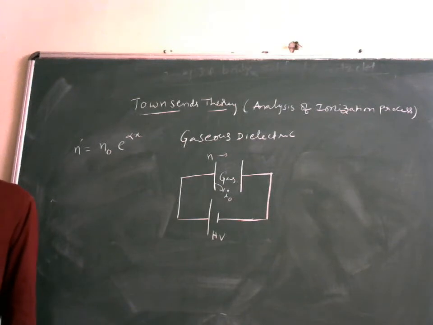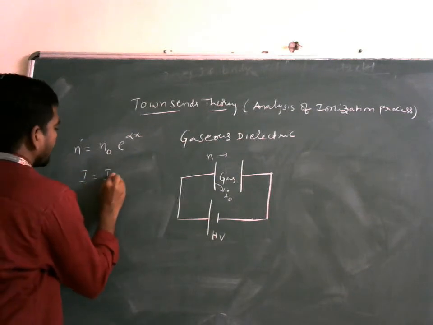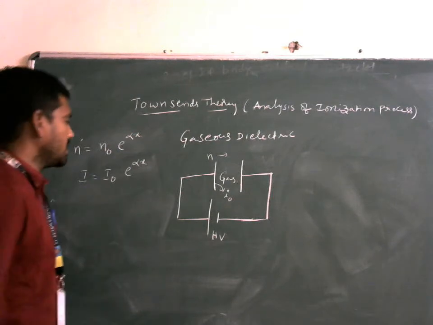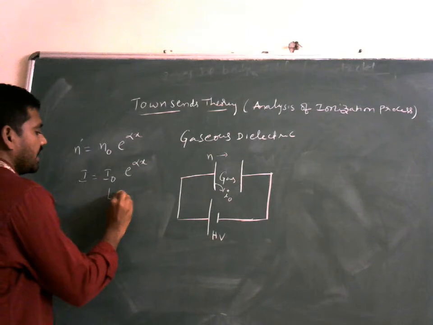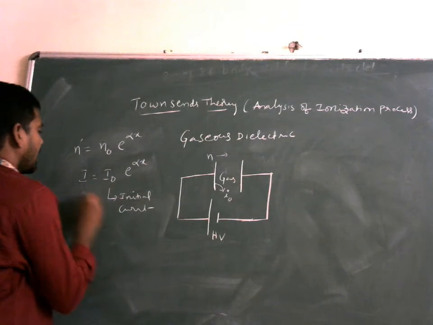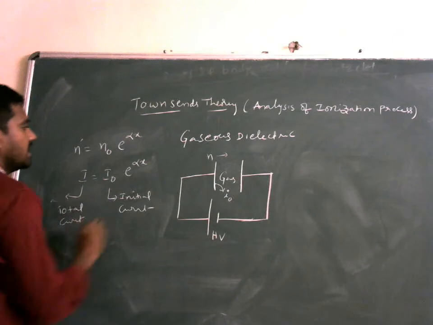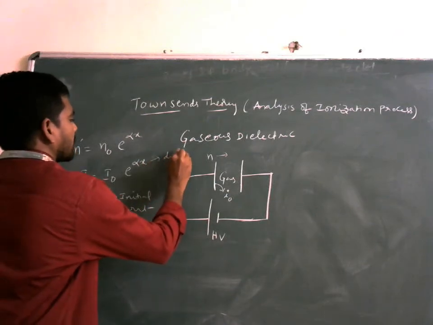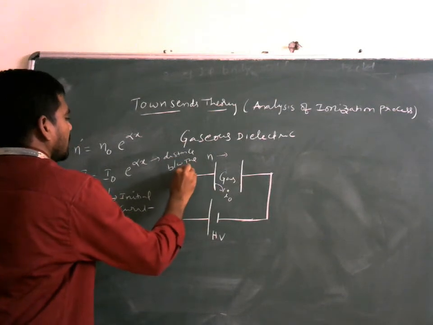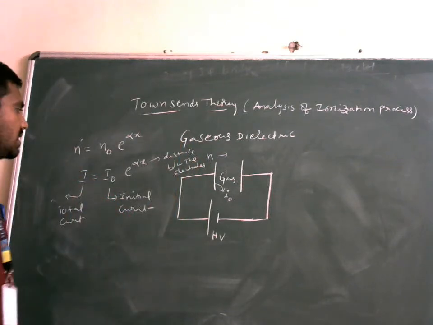Similarly, for the current, we get I is equal to I naught into e power alpha x. Here I naught is the initial current, I is the total current, and x is the distance between the electrodes.